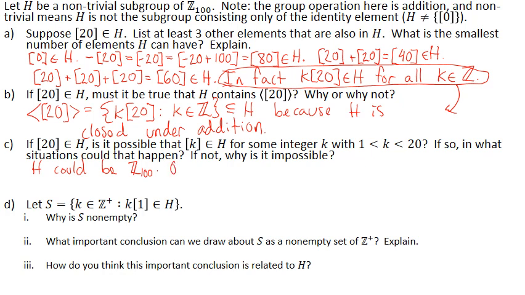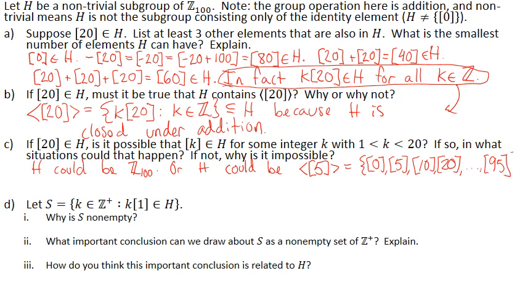Some other possibilities would be H could be the group generated by [5], which would consist of [0], [5], [10], [20], and so on up through [95]. And then [100] would be [0] again, of course. Etc. There could be lots of situations like that. I'll let you think about how many there might be.